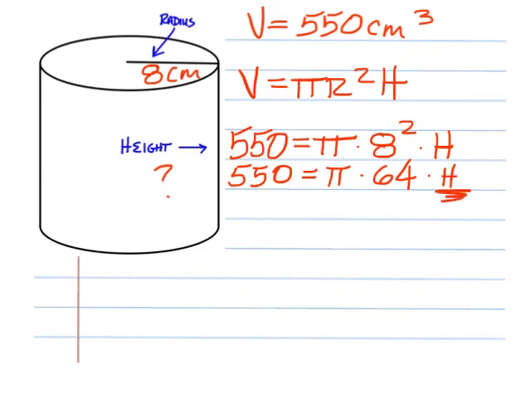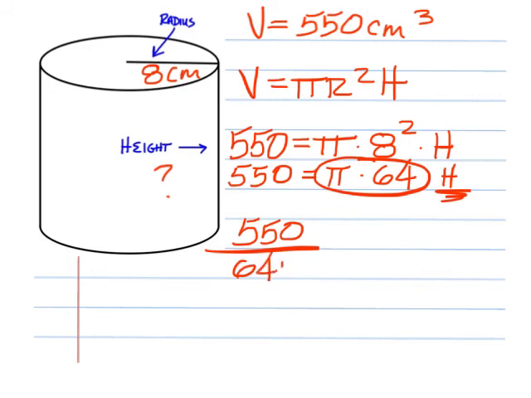And now to get the h by itself, you have to divide by what's next to it. Pi times 64. 550 divided by 64 pi will give you h. So put that in your calculator. 550 divided by the quantity of 64 times pi. You should get 2.74, and that would be centimeters only.